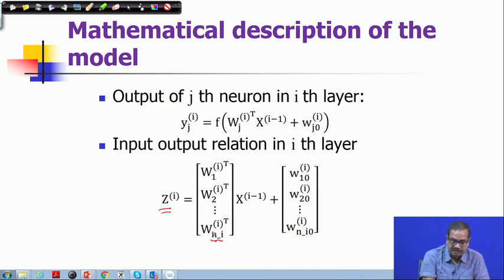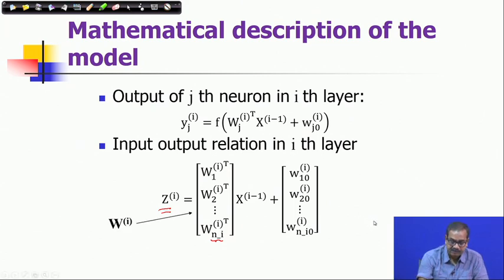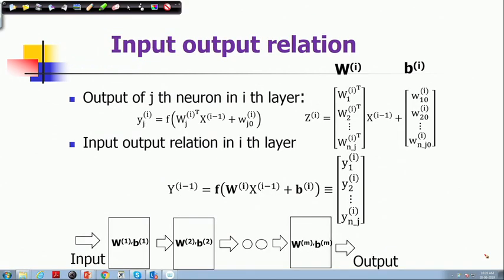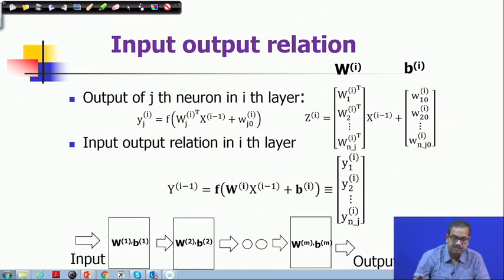Note that the dimension of this output is n_i, and these are the biases. So, we can denote in brief that this is the weight matrix at the ith layer, and this is the corresponding bias vector at the ith layer. These are the two parameters which are related to the ith layer. So, the input output relation can be described in this form, as we have explained here in a block diagram.